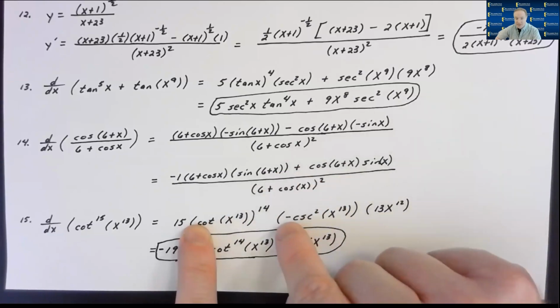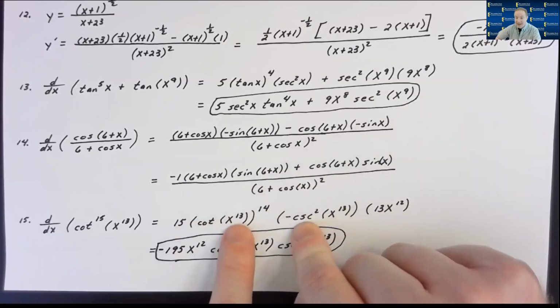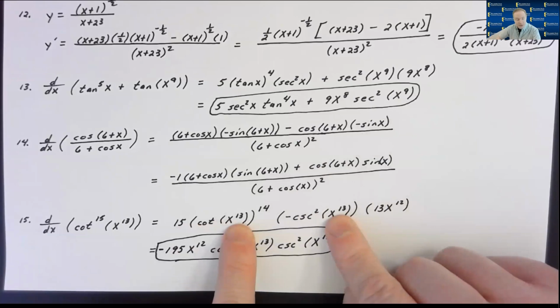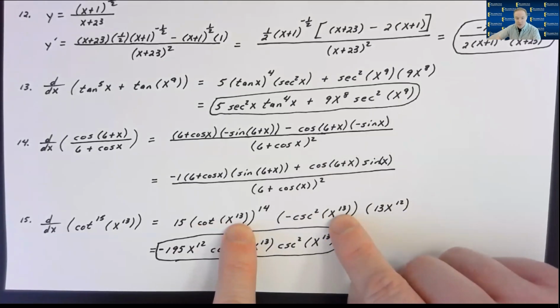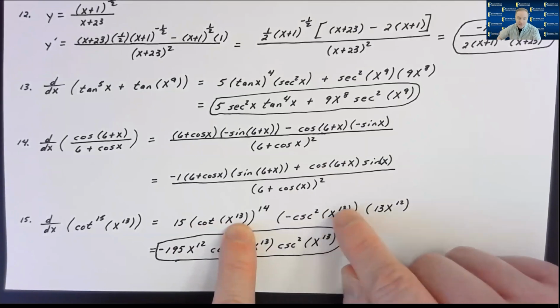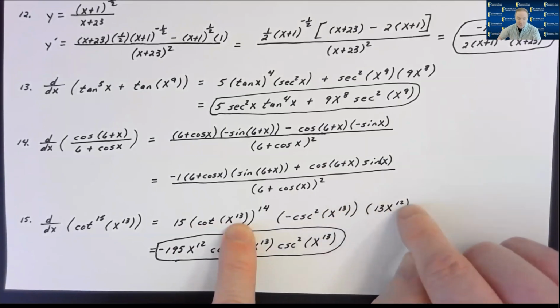Yes. So negative cosecant squared, I keep the angle, but then you've got to understand you're not done, because you kept the angle there because you're supposed to, but that angle has a further derivative. Absolutely. So the chain rule says times the derivative of x to the 13th, which is 13x to the 12th.